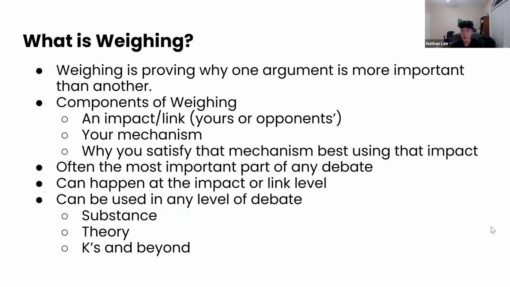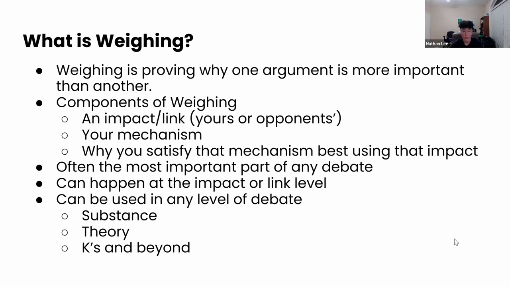All right, so let's go on to weighing. So what is weighing? Weighing is proving why one argument is more important than another, primarily your opponent's. There are three basic components of weighing. First is the impact or link, or the function of technical debate, into how you are accessing weighing. Second is your mechanism, so magnitude, scope, severity, probability, any of the basic mechanisms that you're familiar with. And third is why you satisfy the mechanism better, using your impacts or links, than your opponents. This is the most important part of weighing. It's called comparative weighing, and we'll talk more about that later.